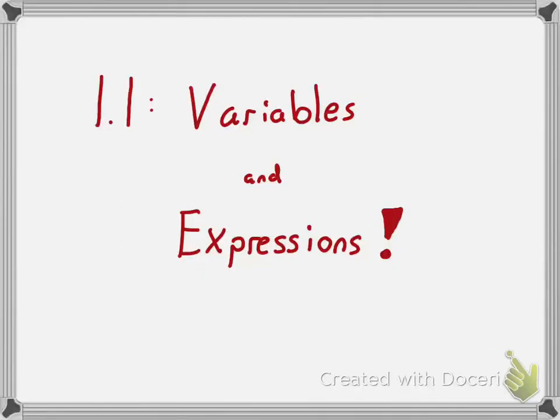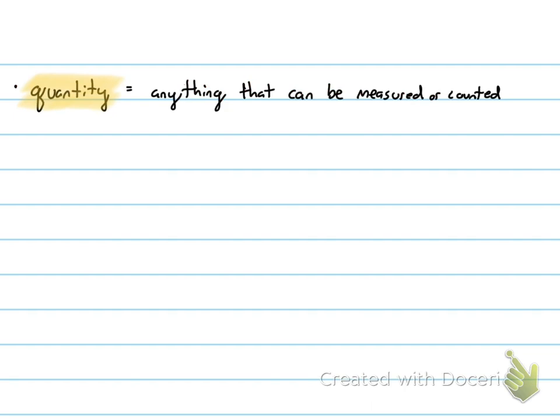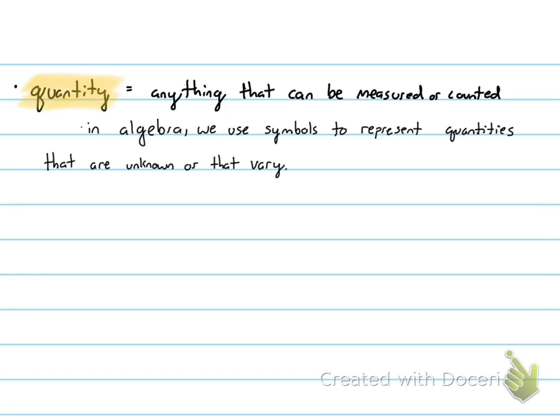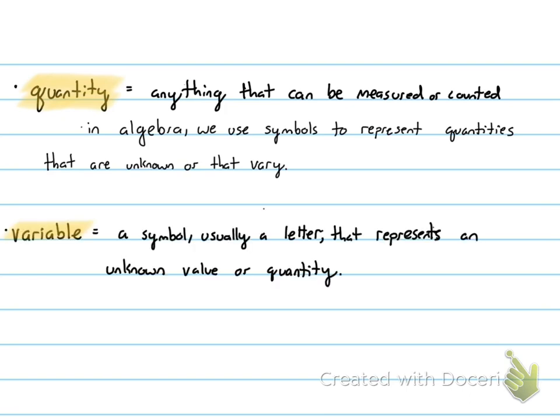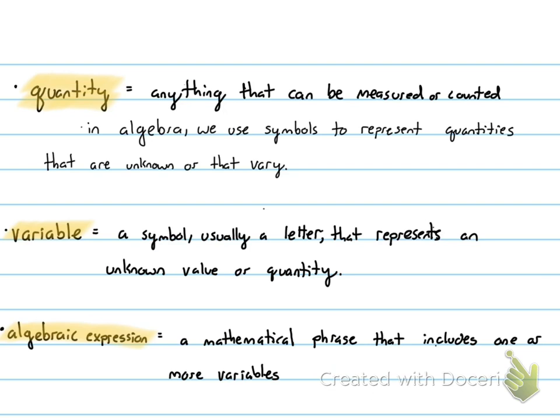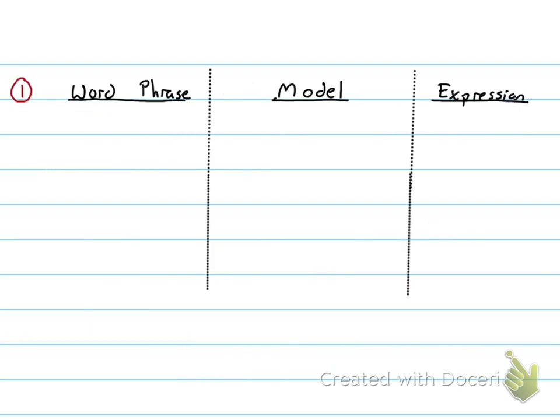In section 1.1, we're going to learn about variables and expressions. So to start, a quantity is anything that can be measured or counted. In algebra, we usually use symbols to represent quantities that are unknown or may vary. A variable is a symbol, usually a letter, that represents an unknown value or quantity. And finally, an algebraic expression is a mathematical phrase that includes one or more variables.